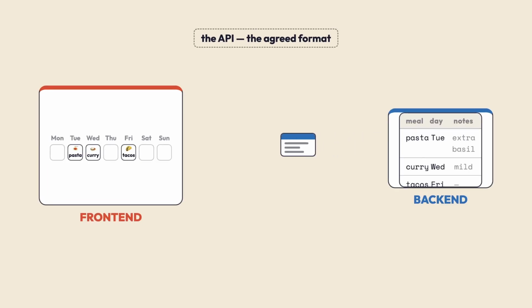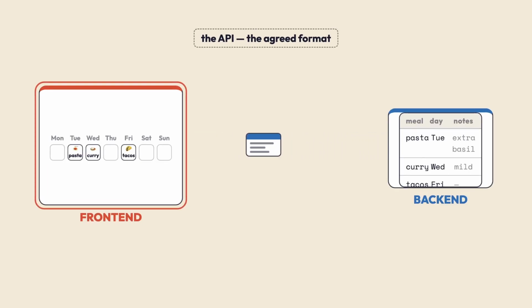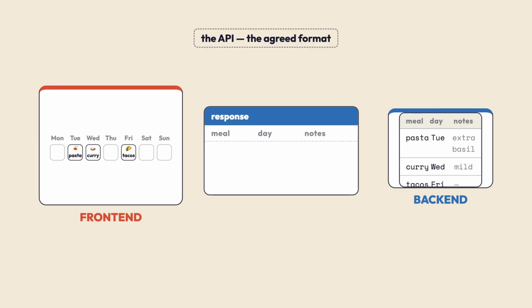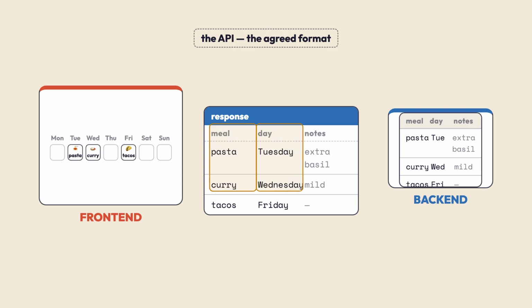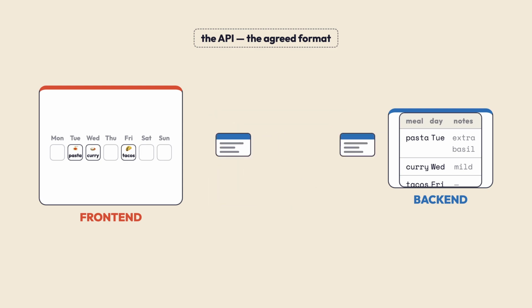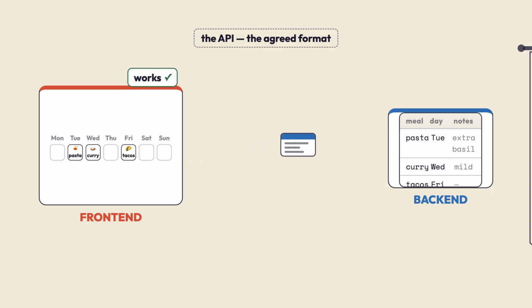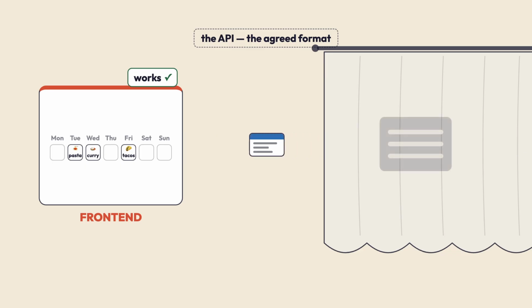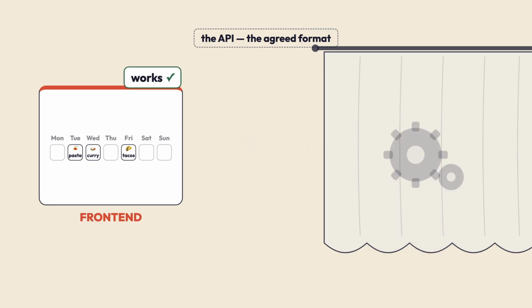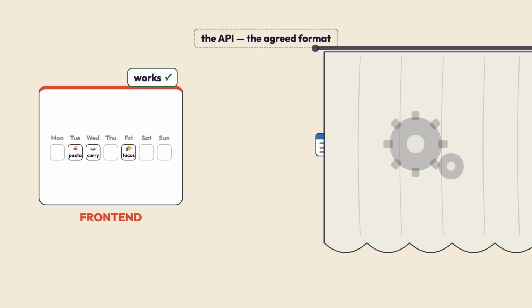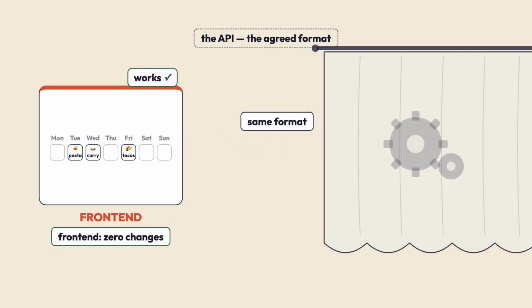This agreement has an important consequence. The front end only depends on the responses having the agreed structure. A list of meals with a name, a day, and any notes. If the responses keep arriving in that structure, the front end works. It can't see what's producing them, and it doesn't need to. That means the back end could be reorganized, upgraded, or replaced entirely. And as long as it keeps responding in the same format, the front end keeps working without any changes.